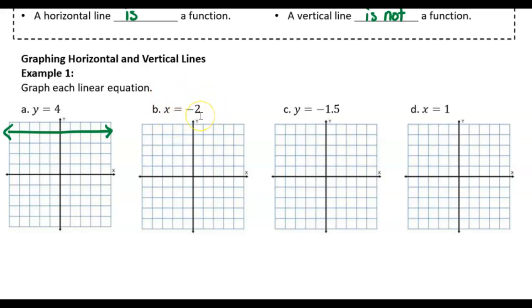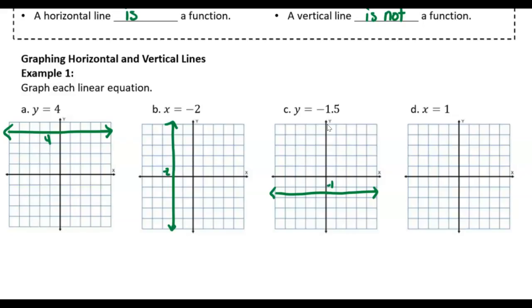All right, this one says x equals negative 2. When it's just x equals a number, it's a vertical line. So it goes through the x-axis at negative 2, assuming these are going by ones. Okay, this is y equals negative 1.5. When it's y equals a number, it's a horizontal line. It goes left to right. It cuts through the y-axis at negative 1.5, which, if I'm assuming these are going by ones, would be about where negative 1.5 is.